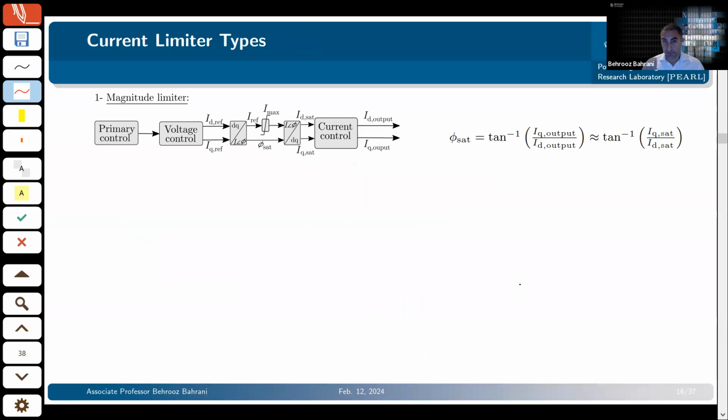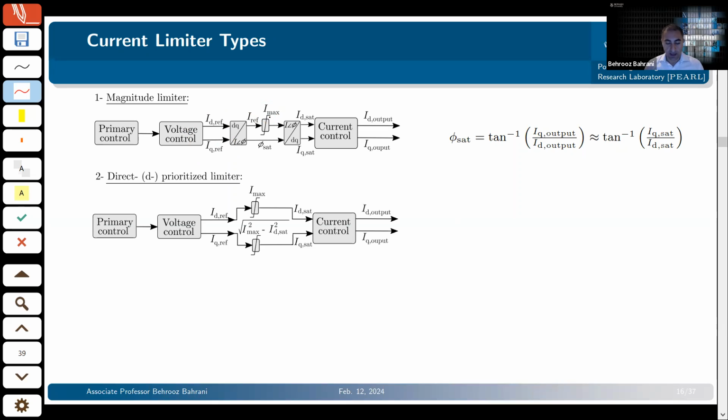But there are different types. How can we implement this? It really depends on what you want to do. One very obvious way is just to say, okay, I'm going to protect my switches. I want to make sure that the magnitude of the current is not exceeding a given limit. So I look at the magnitude of my current. These two are given by my voltage controller, IDref and IQref. I look at the magnitude and I just saturate the magnitude at the level that I want.